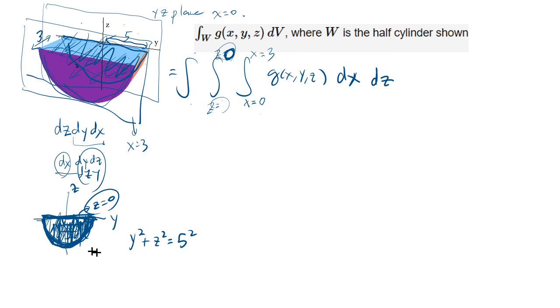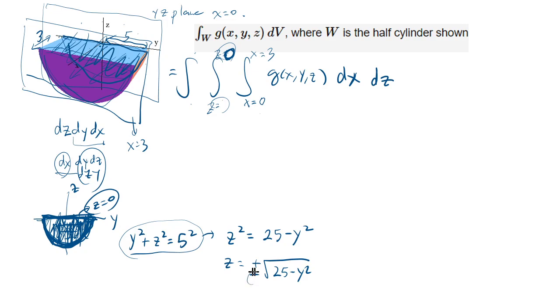But to get an equation for z equal to something, you have to solve this for z. So how do we do that? We solve this for z: z squared equals 25 minus y squared, and z is therefore plus or minus the square root of 25 minus y squared. However, we choose the minus one because the circle is below the y-axis, so z is negative here. So we choose z equals negative square root of 25 minus y squared.